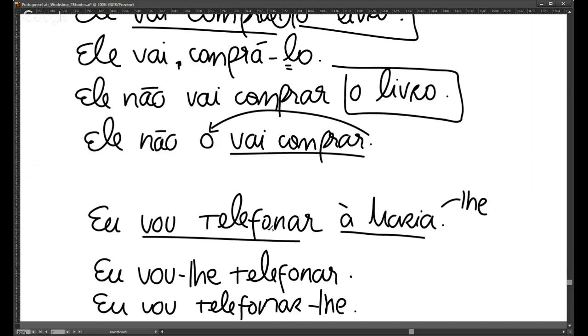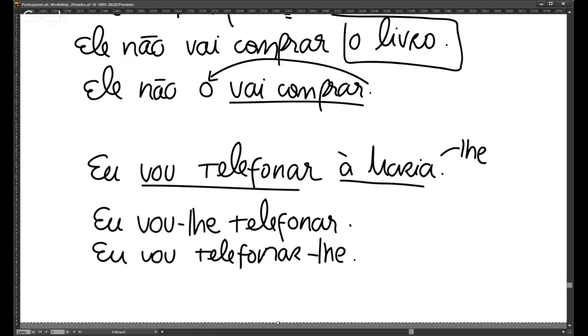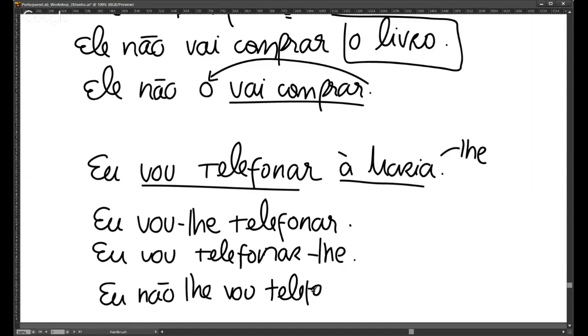If you would have não, then you'd only have one option. Eu não lhe vou telefonar. I'm not going to call her. In this case, you have to consider this as one entity, and it has to be placed before the verb. So you cannot have the pronoun appearing after a verb here. It always has to be before.